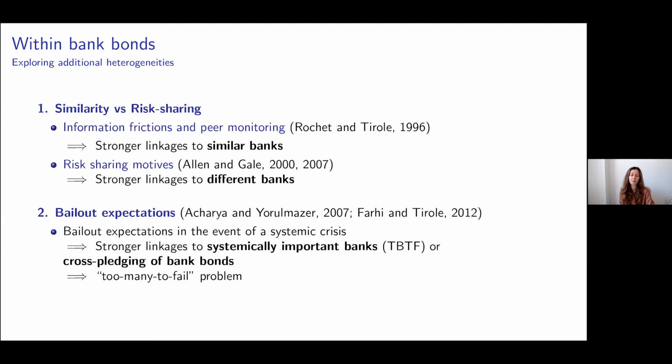The second margin I'm going to look at is related to the bailout expectation theory. According to this strand of literature, you can think that in the event of a systemic crisis, banks might be more willing to increase linkages towards systemically important banks, in other words, too big to fail banks, or cross-pledging of the bank bonds, which is going to give me a too many to fail problem, as this literature has been arguing. So let's see what we're getting.